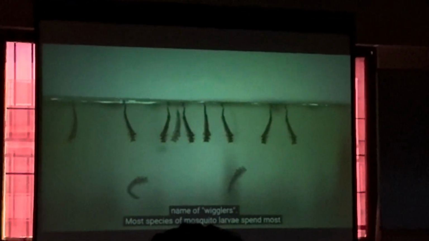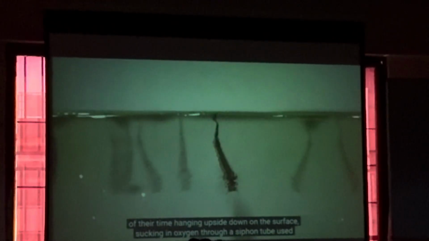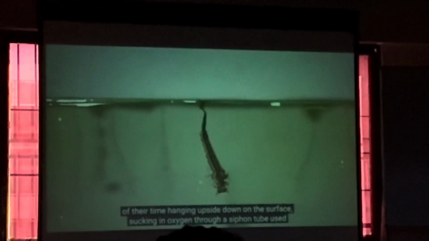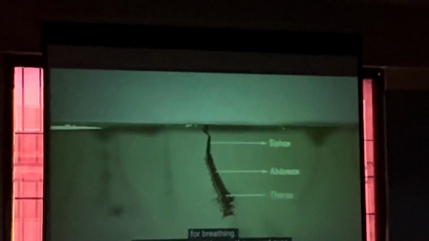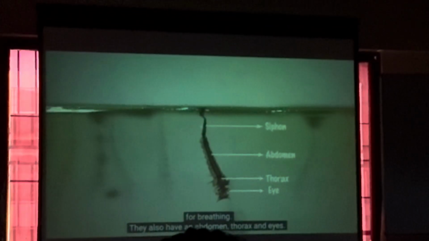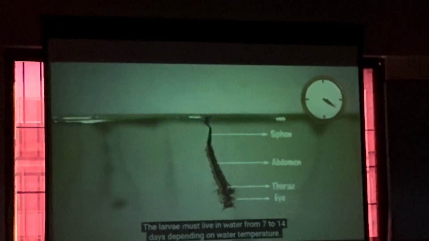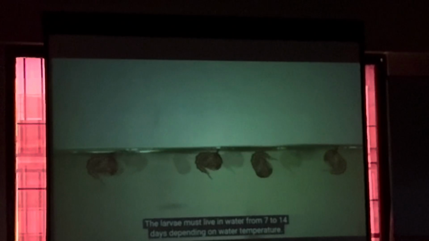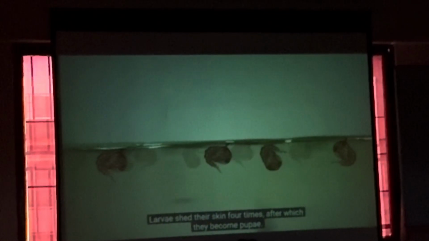Most species of mosquito larvae spend most of their time hanging upside down on the surface, sucking in oxygen through a siphon tube used for breathing. They also have an abdomen, thorax, and eyes. The larvae must live in water from 7 to 14 days depending on water temperature. Larvae shed their skin 4 times, after which they become pupae.